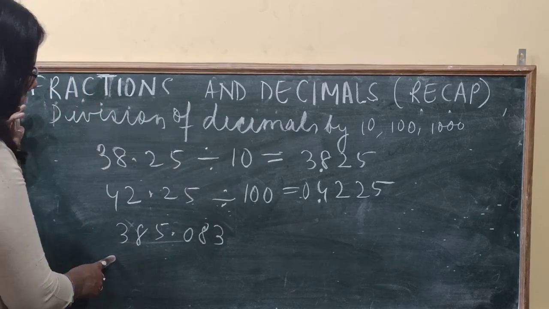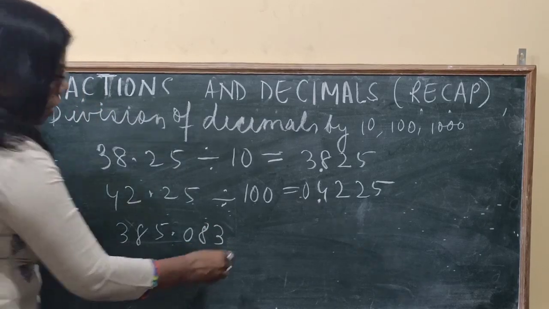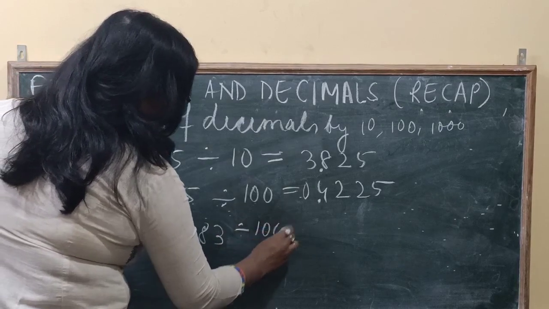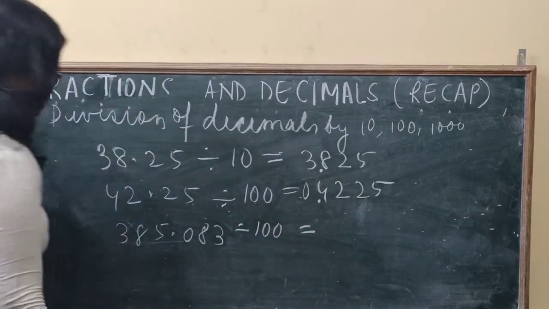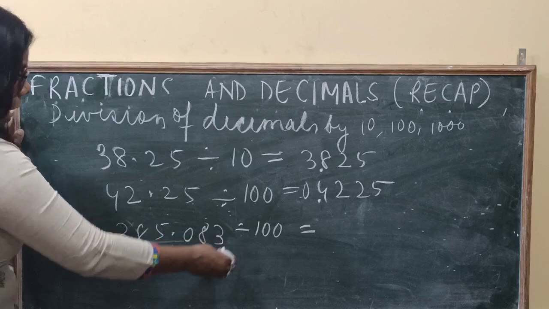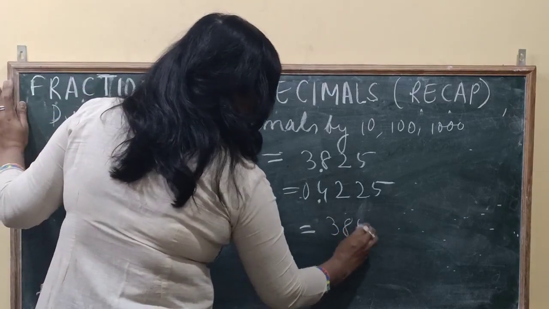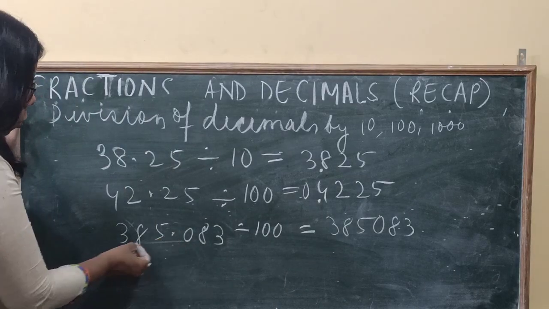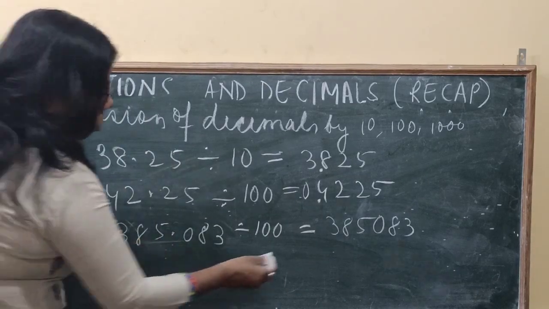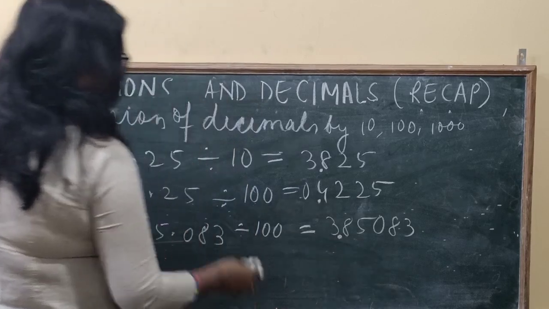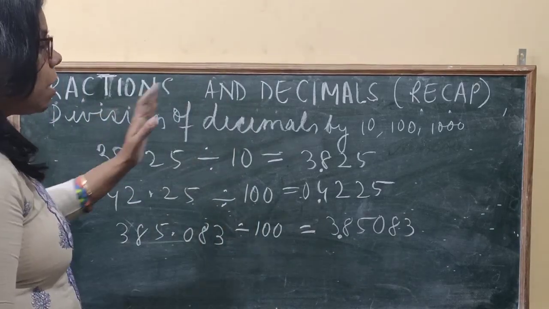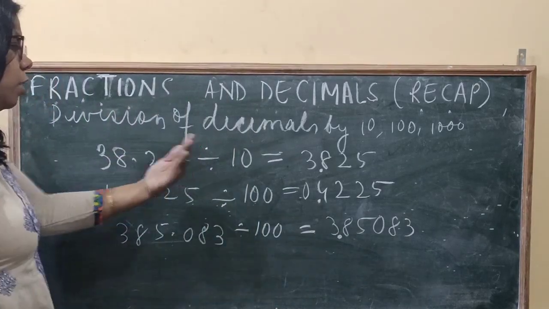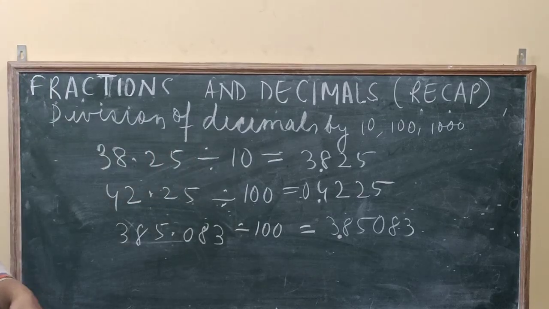So here we have written 385.083, and when we divide by 100, we'll write the number as it is and move the decimal 2 places. So 1, 2 and put a dot here. This is how we divide decimals by 10, 100 or 1000. We'll shift it towards the left hand side.